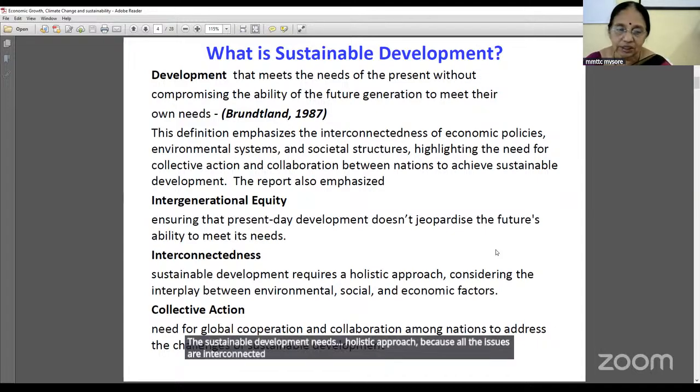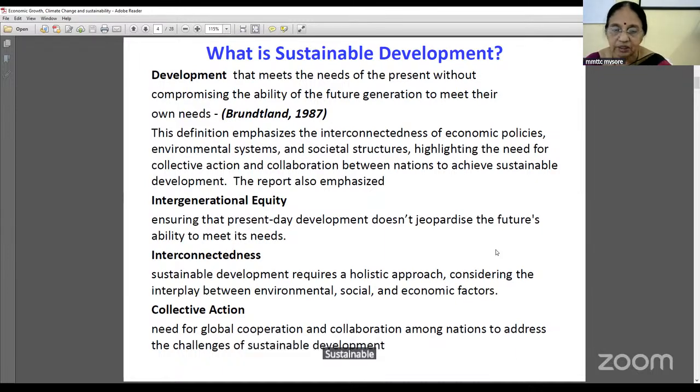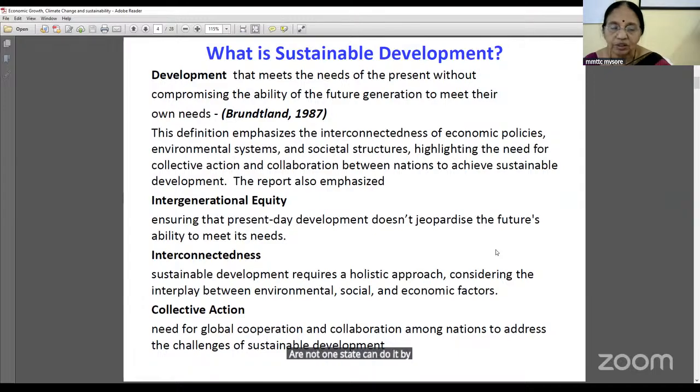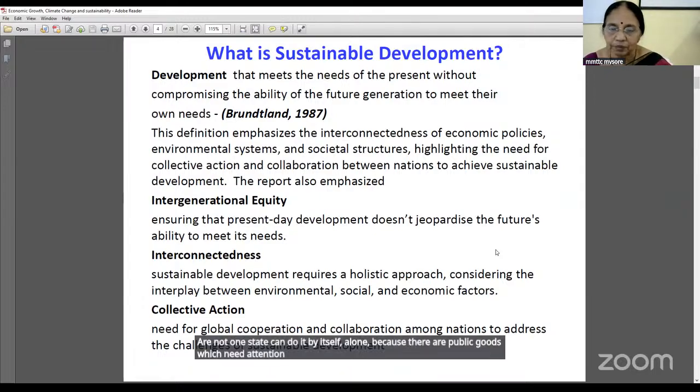And the third one is collective action. Sustainable development calls for collective action. Not one country, not one district, or not one state can do it by itself alone, because there are public goods which need attention. There are public goods which the government also has to provide. So there are several things. It is important to have collective action. That is at the national level.